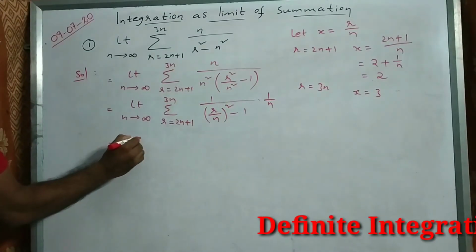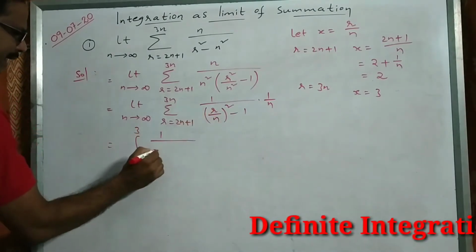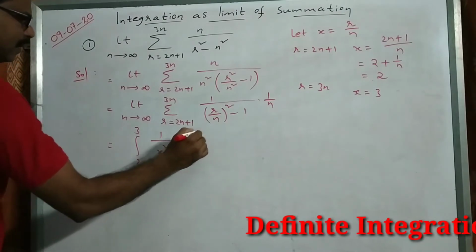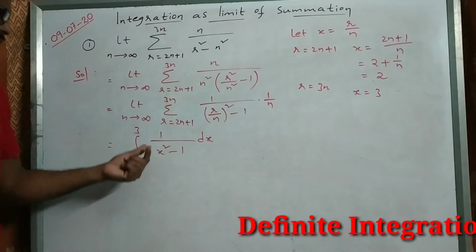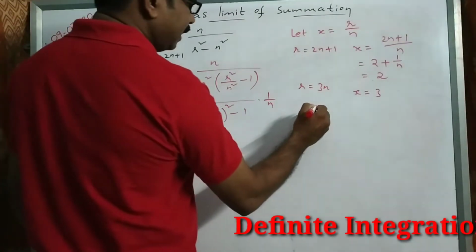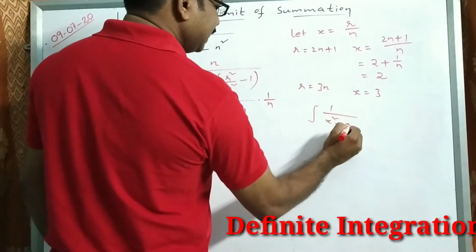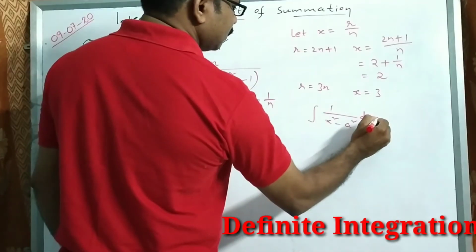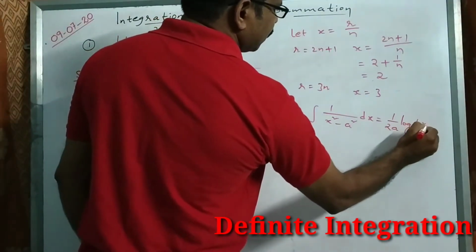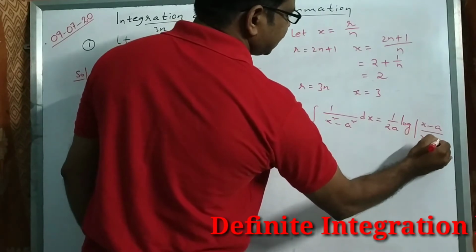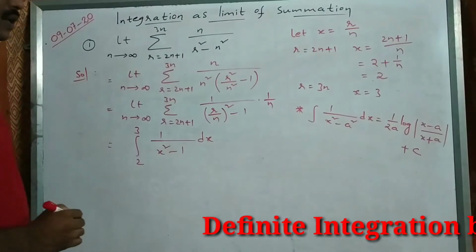So what are the limits now? 2 to 3. 1 by, this I can write x square minus 1. 1 by n means dx. So it looks like we have one formula, integral 1 by x square minus a square dx. You remember the formula, 1 by 2a log mod x minus a by x plus a plus c. This is the formula we use now.